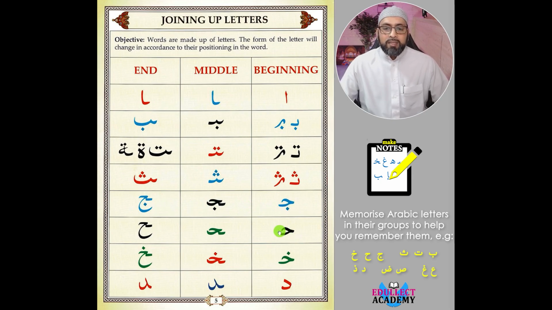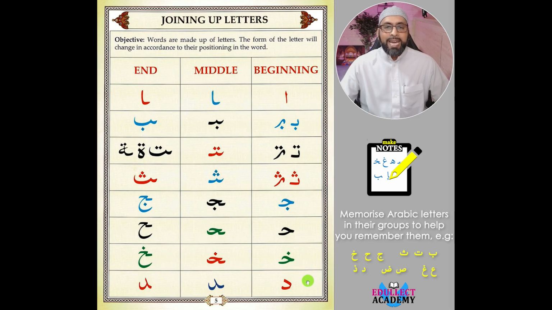The ha has no dots, so it is identical to the jim but with no dots whatsoever. That's how you identify ha at the beginning, in the middle, in the end. Kha is identified by the dot on the top. So it's identical to the jim and ha in the sense that you've got the same symbol apart from the dot. So the dot appears on top. So kha at the beginning, kha in the middle, and kha at the end.